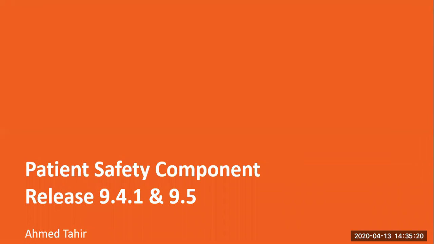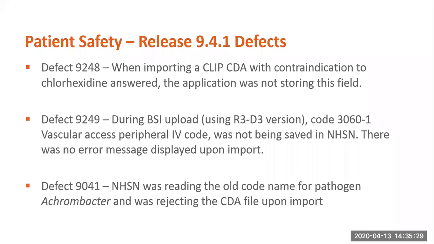Moving into other patient safety updates for release 9.4.1, which was deployed last month in March, and our upcoming summer 9.5 release. Reviewing defects that were corrected in 9.4.1: defect 9248, when a CLIP CDA file was imported with contraindication to chlorhexidine, the application was not saving this field. Defect 9249 was for BSI R3D3 CDA in the vascular site, peripheral IV code 3060-1 was not saved. Defect 9041, NHSN was using the old code for Achromobacter and giving an error on import.